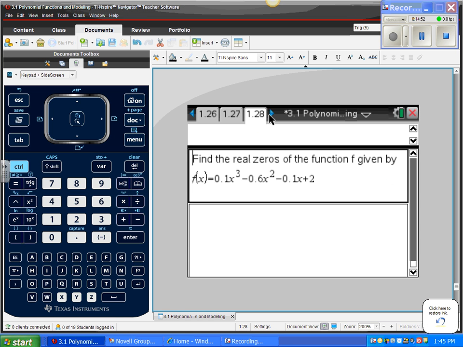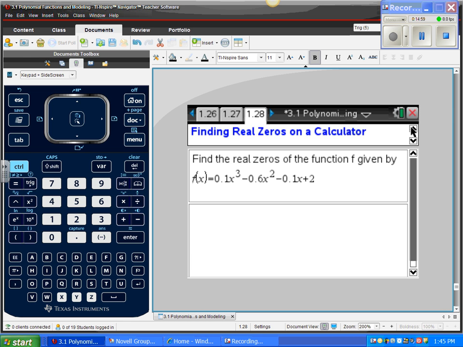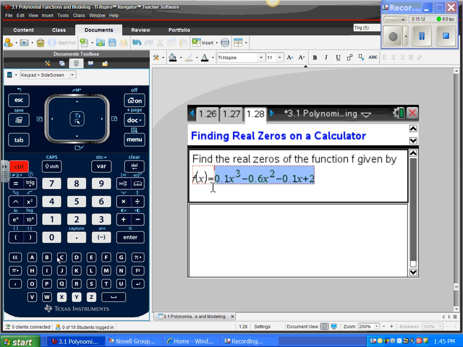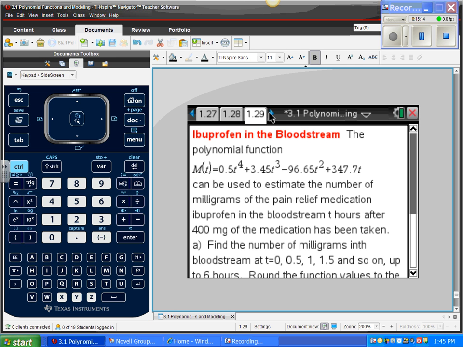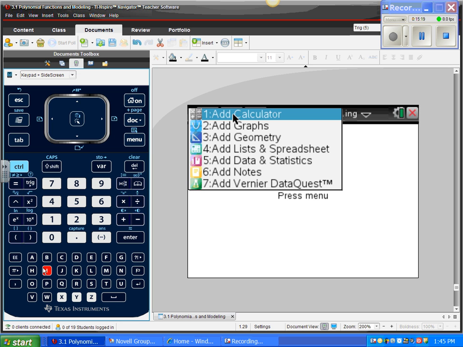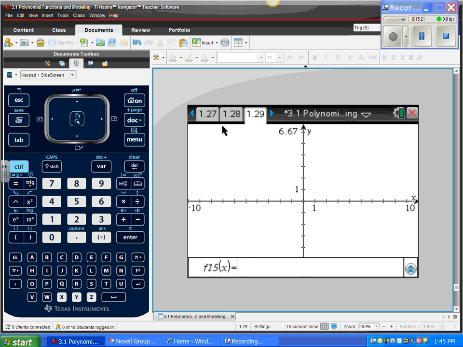All right, so we're going to find the real zeros of the function f given by, okay, so we are going to do this graphically. Okay, so we're going to find the real zeros of the function given, and we're going to do this using the calculator, okay, because some of these are not pretty. So I'm just going to borrow this, and I'm going to add in a calculator page. So Control-I, or add graph page, I'm sorry. We're going to graph this function.